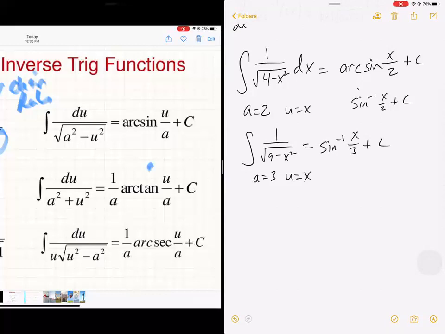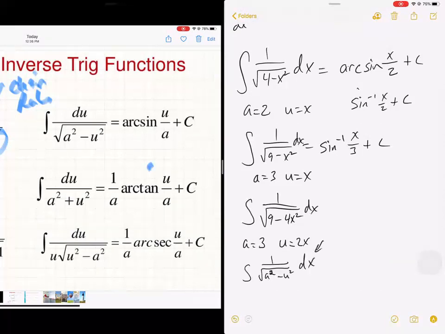But what if my u value was not so nice? What if I wrote instead the integral of 1 over the square root of, let's say, 9 minus 4x squared dx? We do something very similar. We say a is 3, and u is 2x. As we rewrite it, 9 is really 3 squared, which is really a squared, and 4x squared, with u as 2x, becomes minus u squared.